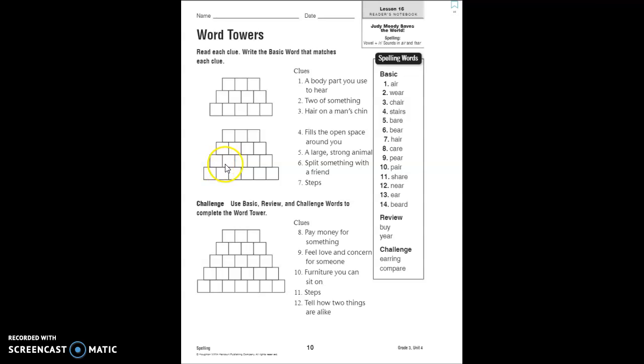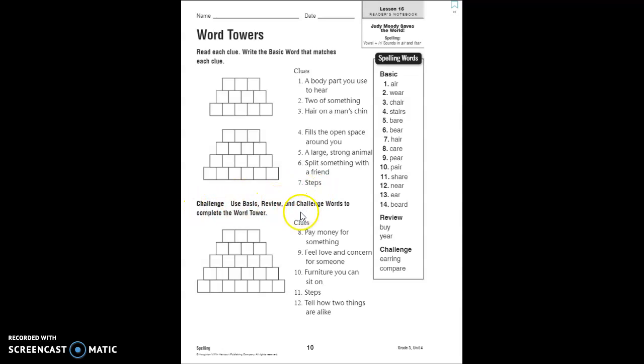Number 6. 1, 2, 3, 4, 5 letters. And it says to split something with a friend. Oh, yes. Split something like a pizza with a friend. What would you do? And finally, number 7. 1, 2, 3, 4, 5, 6. It says steps. Another word for steps. Okay, let's take a look at the challenge.